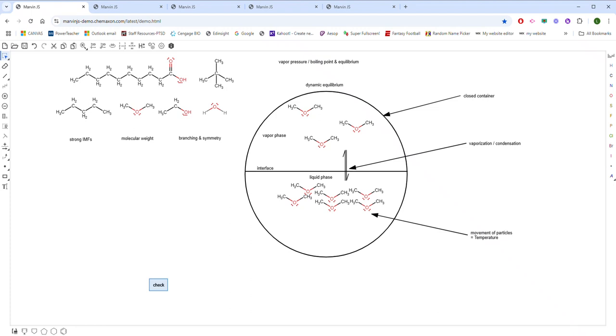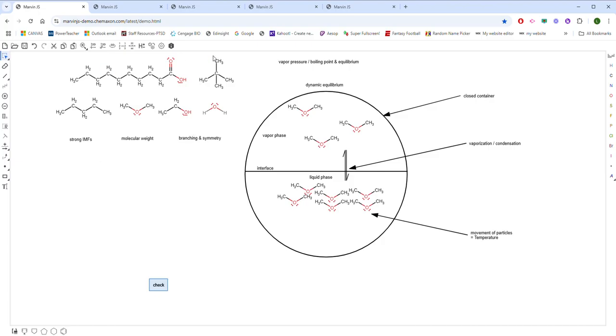Hey everyone, I want to do a final video that sort of recaps the entire unit with a series of images and kind of annotating over some of the key points. First thing we talked about was vapor pressure and boiling point.